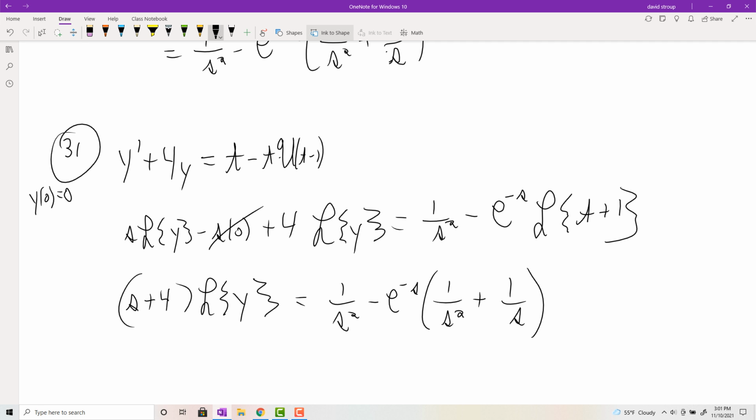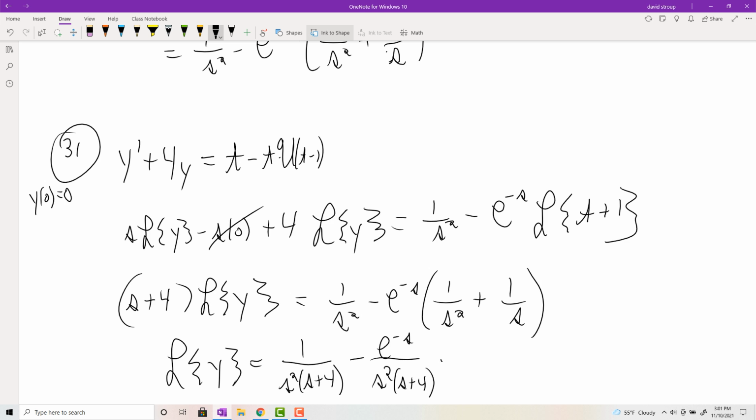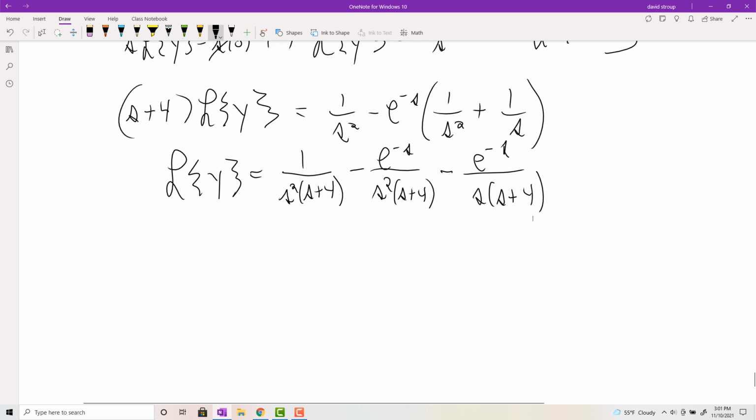Then divide everything by s plus 4. So I get the Laplace of y equals 1 all over s squared times s plus 4 minus e to the negative s all over s squared times s plus 4 minus e to the negative s all over s times s plus 4. Then you've got to do some partial fractions on all three of those.